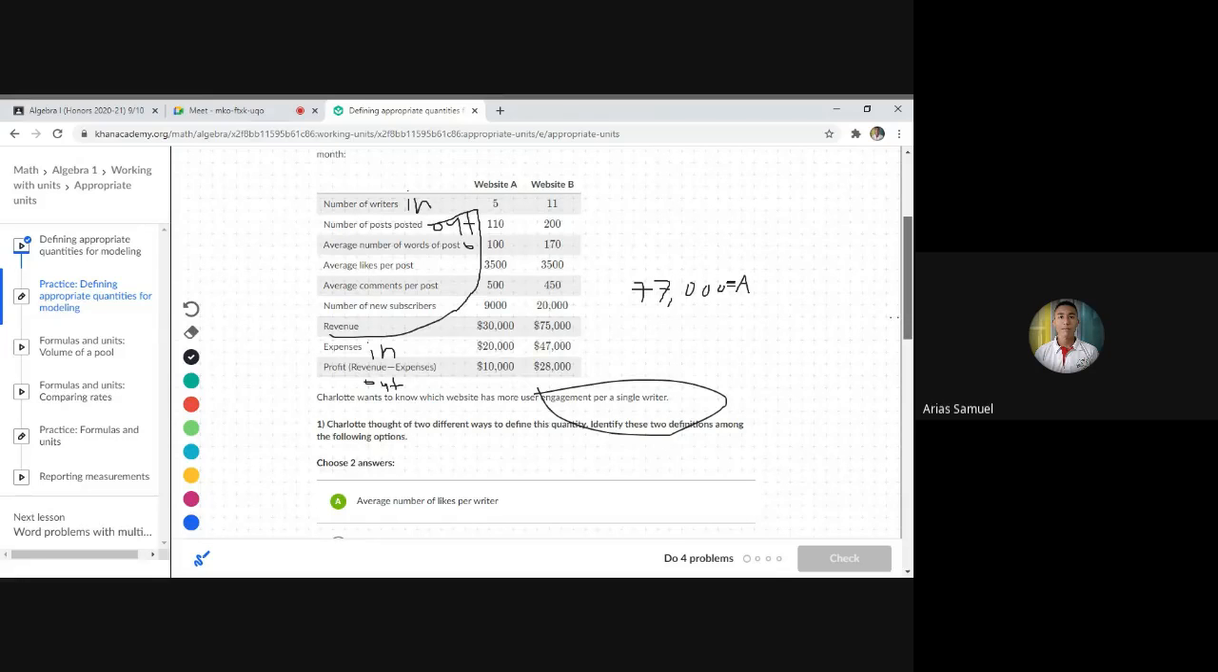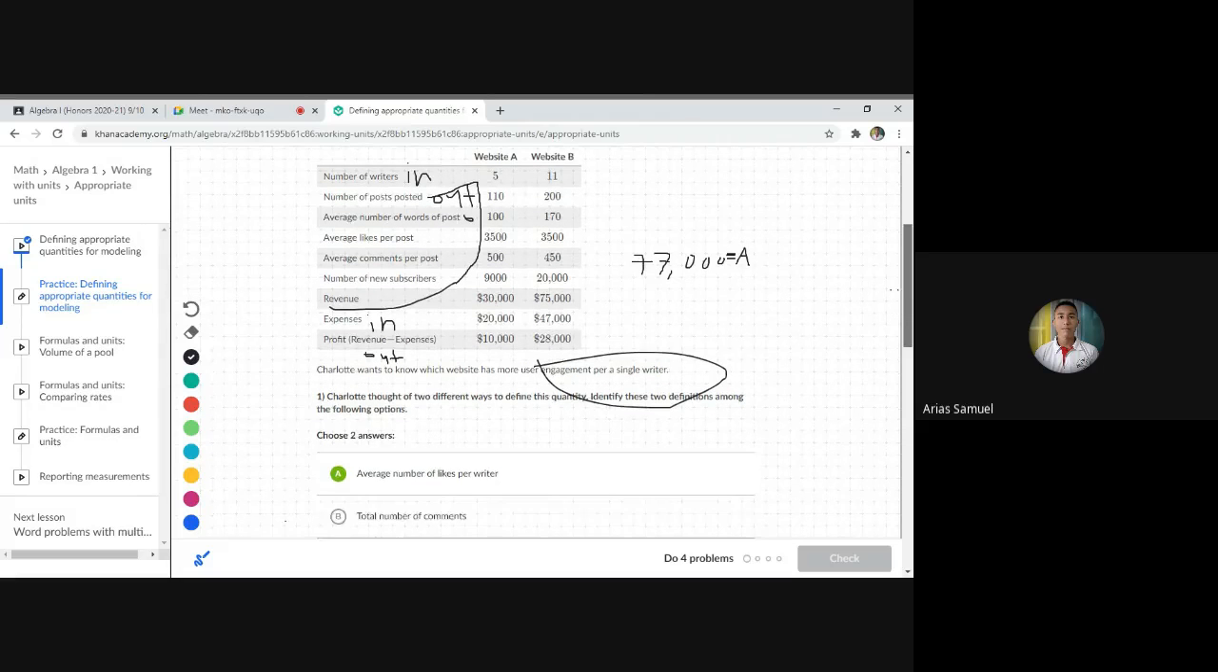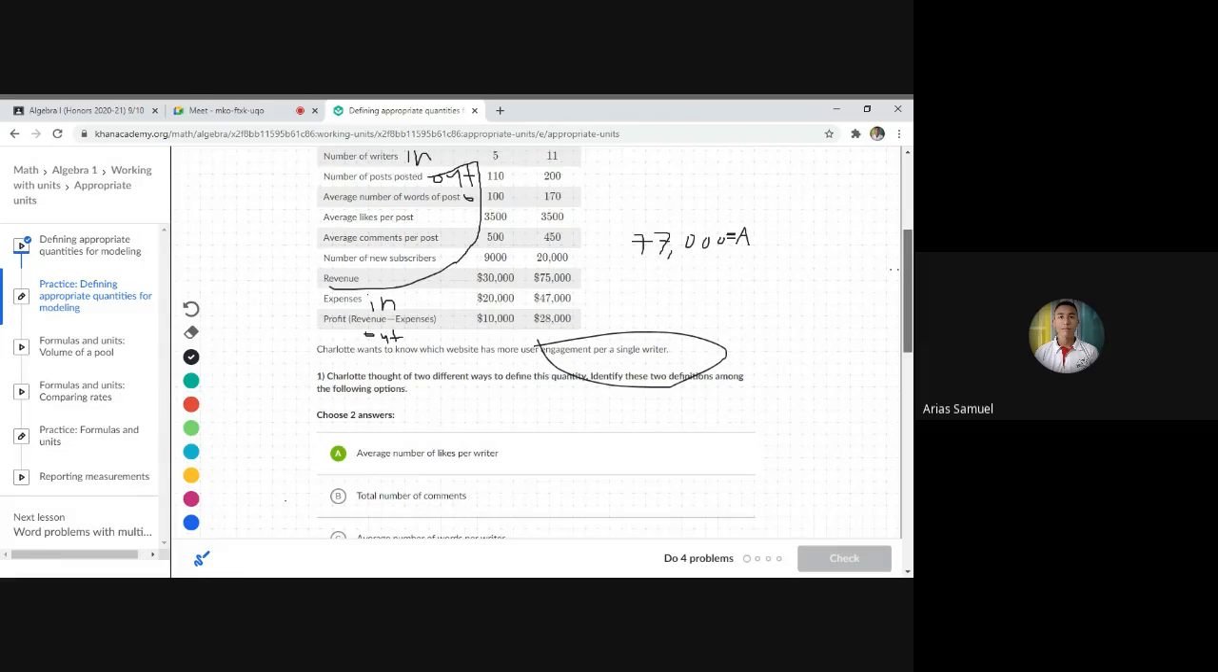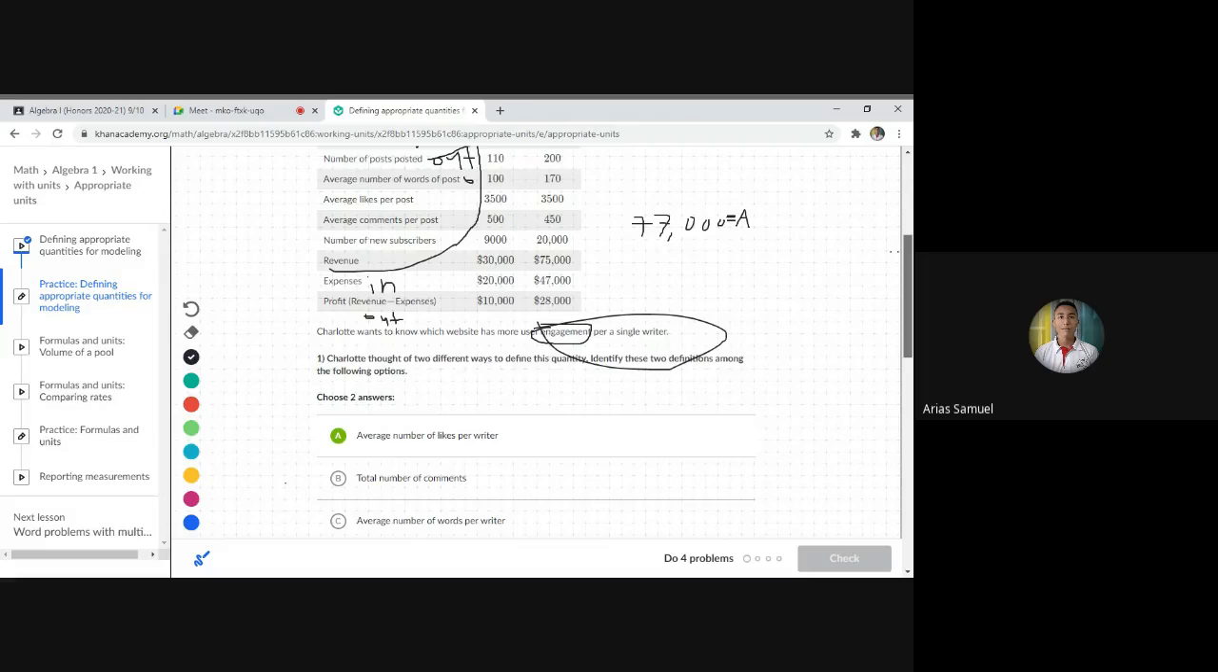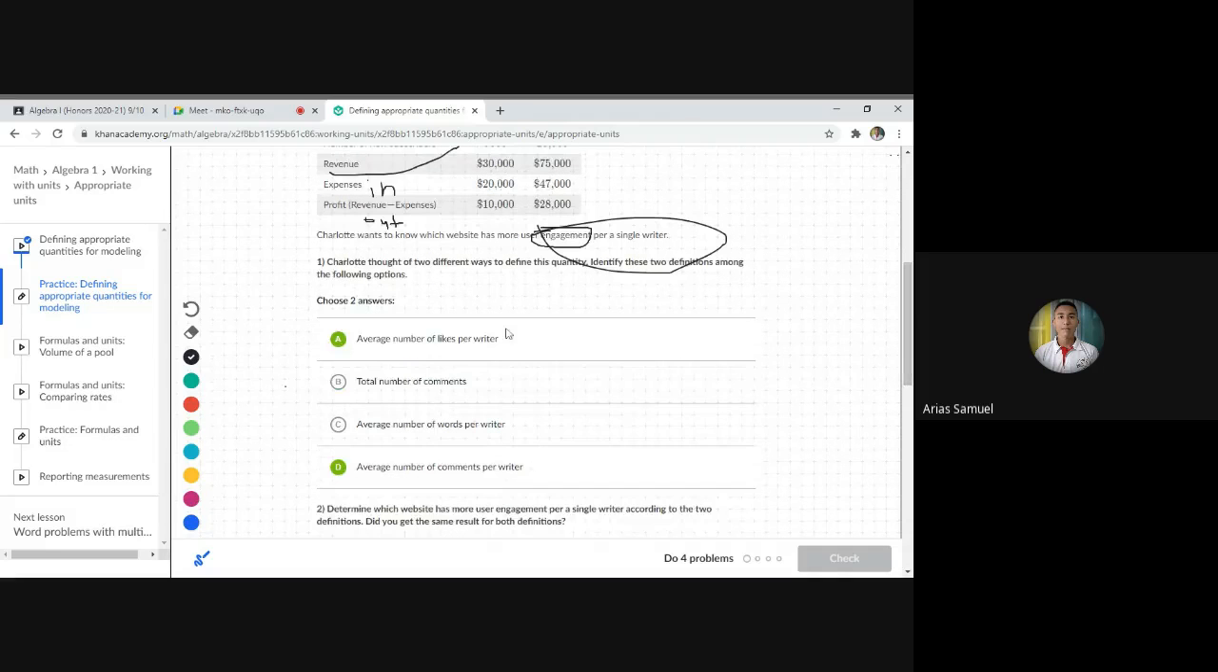So it says Charlotte wants to know which website has more user engagement per a single writer. Charlotte thought of two different ways to define this quantity. Identify these two definitions among the following options. If we can tell what engagement per writer is, now we could choose the definition. So let's check the options.